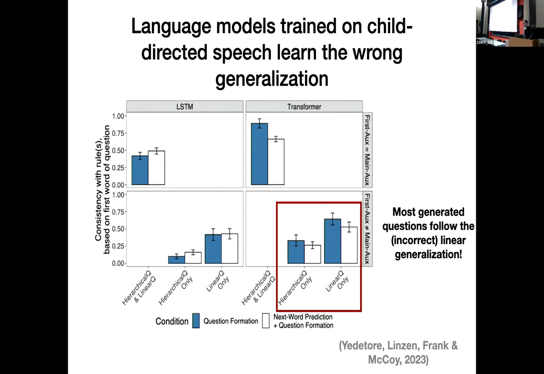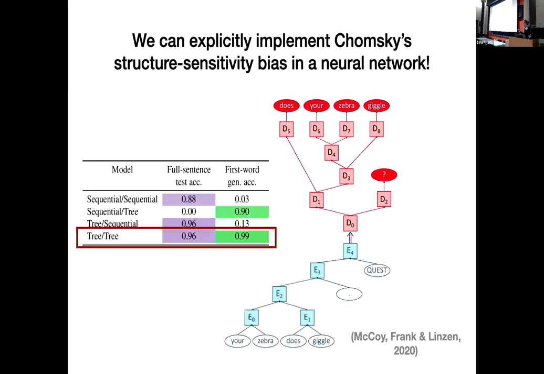Another thing that we can do with neural networks that is really nice is to give them the inductive bias that the theories argue they should have. So we can take a neural network and structure it like a tree, as Chomsky wanted us to do. And that helps a lot.